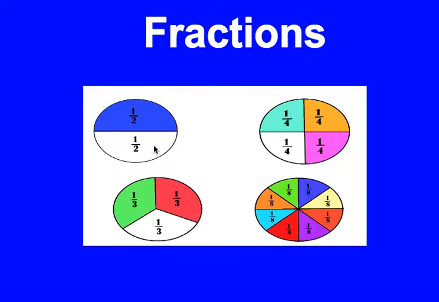Here's some examples. So we have 4 different circles. This first circle has 2 equal parts, and because it has 2 equal parts, that number 2 would be on the bottom, and the blue shaded here would be on top. And here they're showing in this circle there's 1/4 for each piece. This circle is into thirds, so each piece is 1/3. And then this circle is into eighths, 1/8.